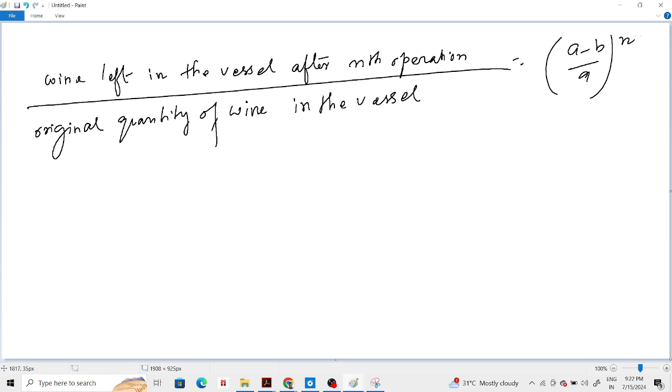Now in CAT, whatever concepts we discuss, you will get questions combining all these concepts. (a minus b) by a, whole to the power n. All right. Please copy this.